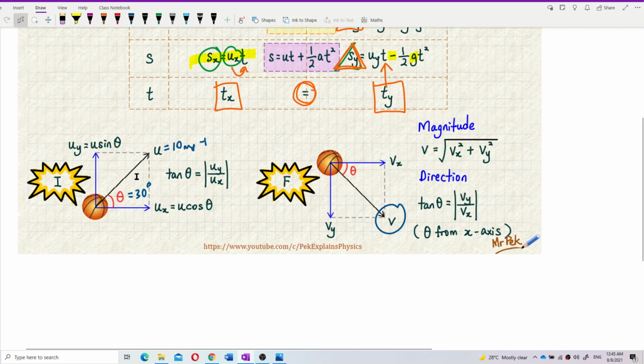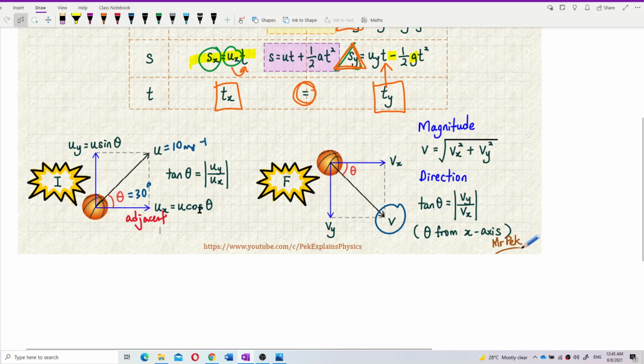Okay, first of all, it gives you the initial velocity of 10 meters per second projected at an angle of 30 degrees. So what you have to do first is resolve this initial velocity into two components, the x component and the y component. This velocity has two components, ux and uy. The ux is u cos theta, why cosine? Because ux is adjacent.